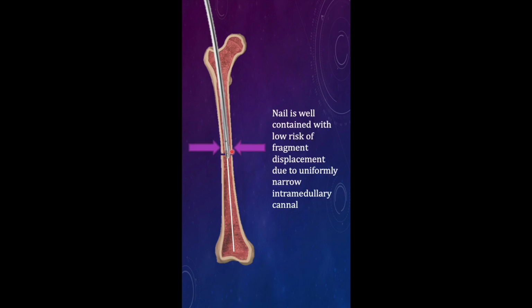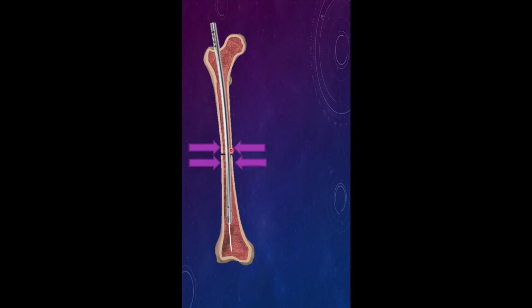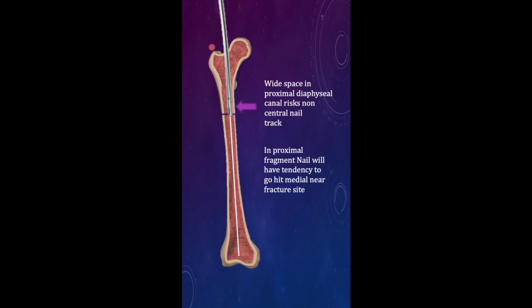Again, the canal is narrow and uniform, and it will guide the nail centrally through this zone like this. The only thing we need to ensure is that our guide wire is placed centrally in the distal part, and the entry point is according to the manufacturer-specific guidelines. Now if we see the proximal diaphyseal region, if the fracture is somewhere here, I've told you that there can be a chance of displacement of the proximal fragment even if the nail is passed centrally.